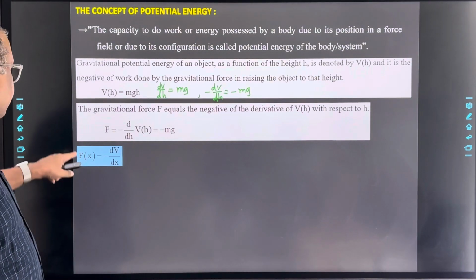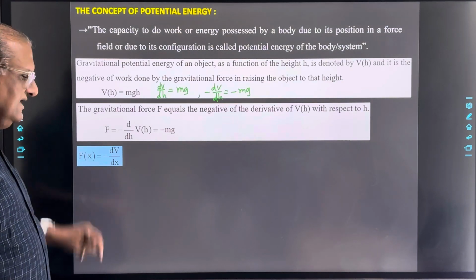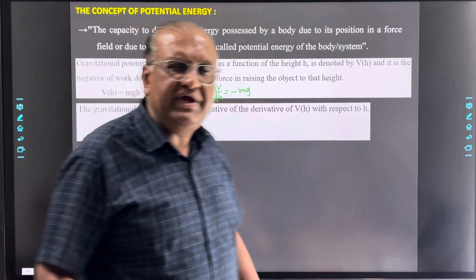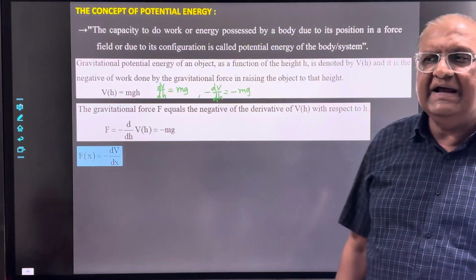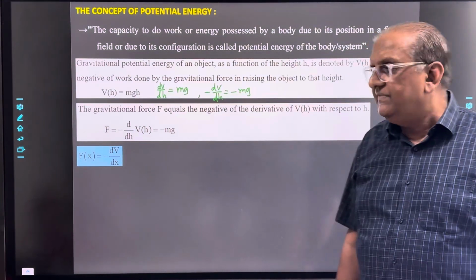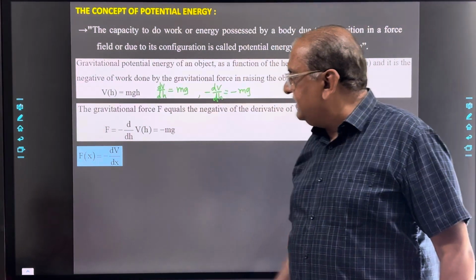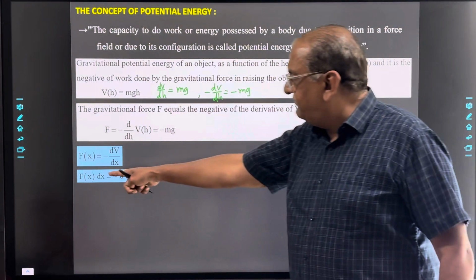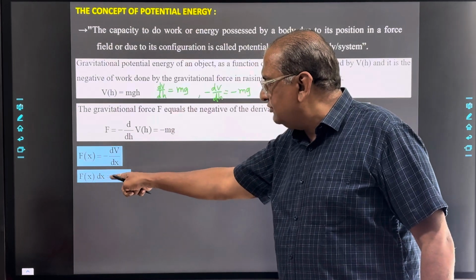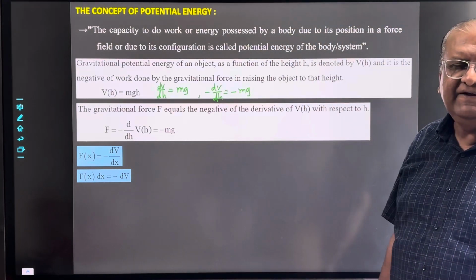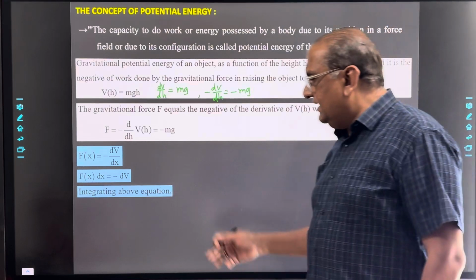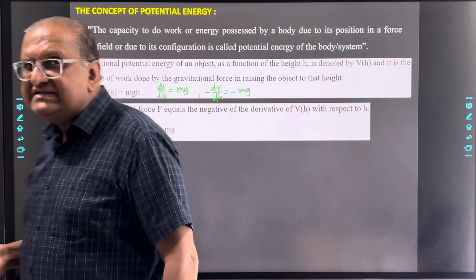Now see here, Fx is minus dV by dx. In general, we can write like this. Okay, x is the position. Take dx on the left hand side. So F as a function of x into dx is minus dV. Now integrate this equation on both sides.